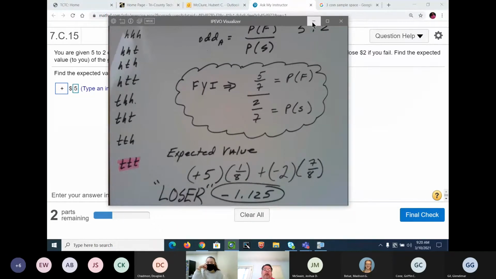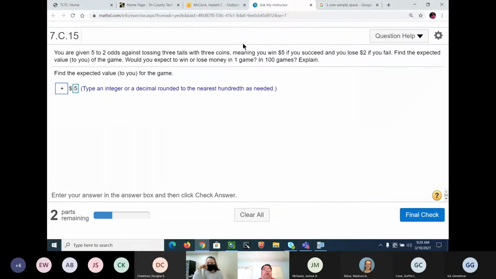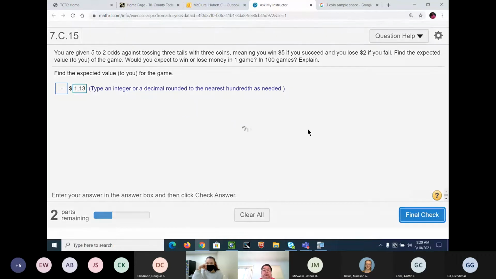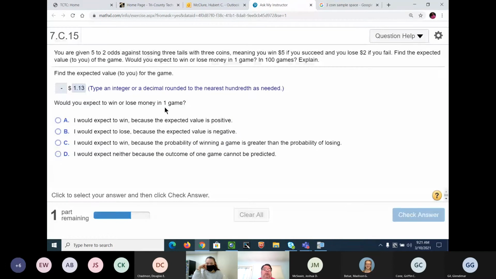So let's see what they ask. Negative 1.13. Final check. And we are correct. One game is not enough to predict anything. So, where does it say one game is not enough to predict anything? Which one says that? I think it's Delta, isn't it?